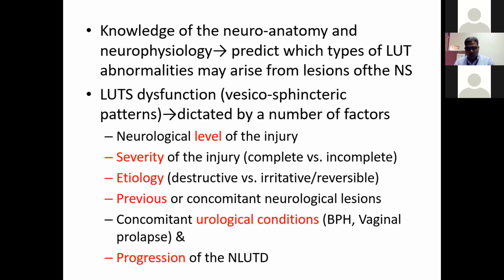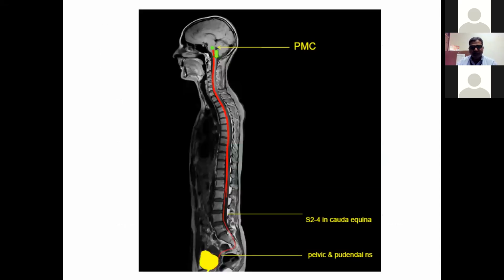This is very important to remember: the level of injury is very important, be it in the brain area, in the brain stem area, in the spinal cord, at which cord level, or at the level of peripheral nerves. What is the severity of injury? Is it complete? Is it partial? Is it a one-time lesion, or is it gradually progressing over a period of time? What is the etiology? Is it reversible or is it destructive? Is there any previous history of concomitant neurological or urological conditions such as BPH or vaginal prolapse, and how have the symptoms progressed over time?